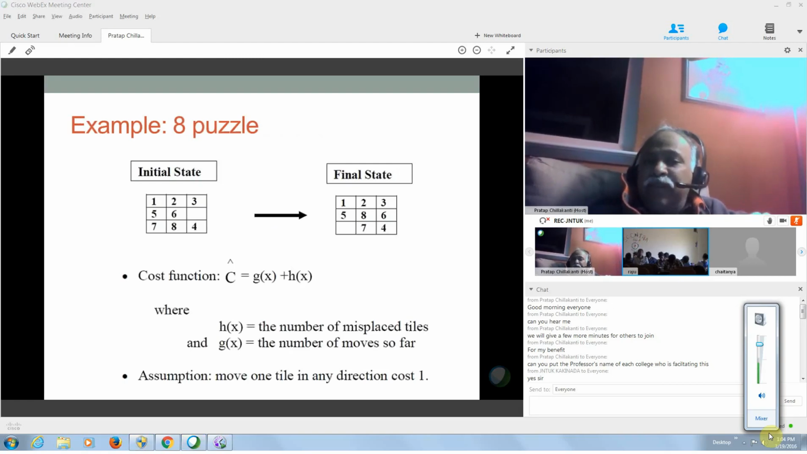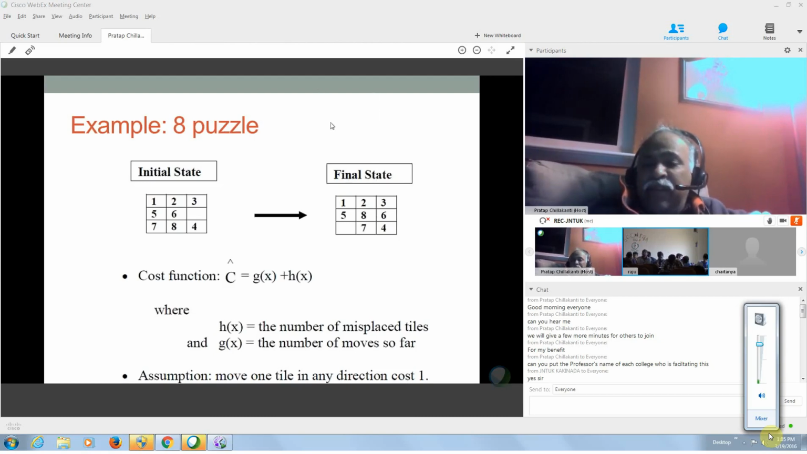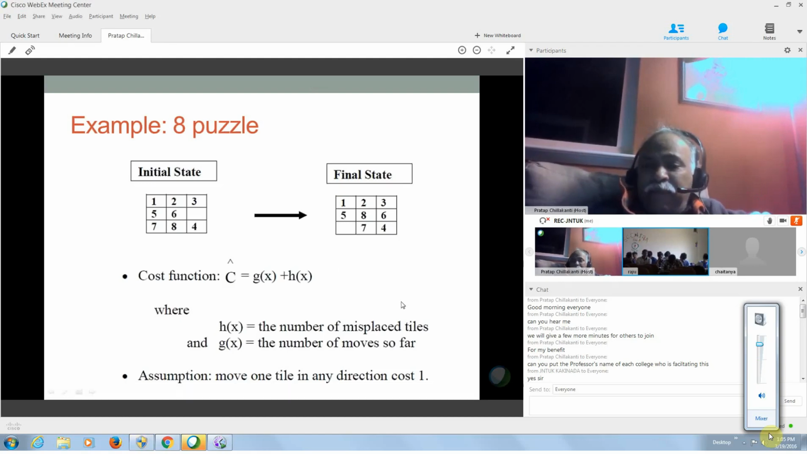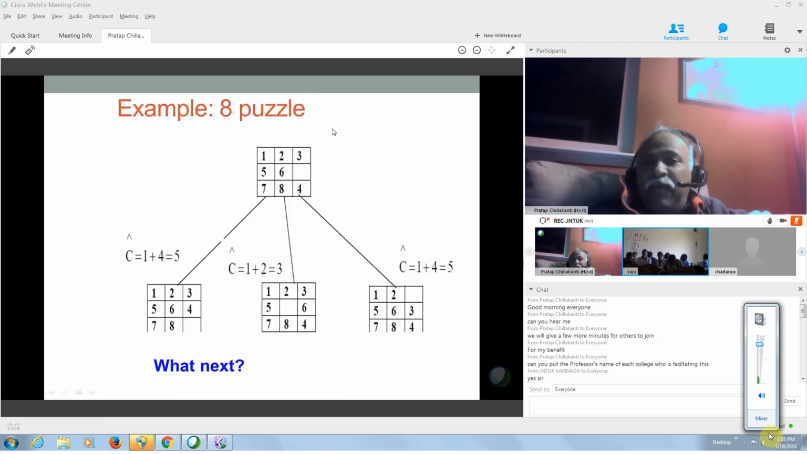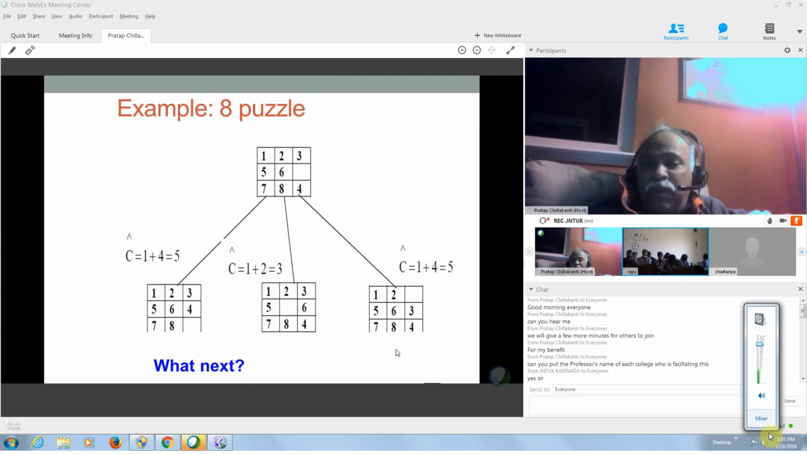And the example that we considered is the puzzle, right? So you have an initial state here and you want to reach the goal state, with the tiles plus the moves that we have done, right? Then we simplified it saying that moving one tile in any direction would cost 1 step. Okay. Then we went through this example of how to solve the problem here. There was a typo here, right? This 1 plus 4 is actually 1 plus 3 equal to 5.